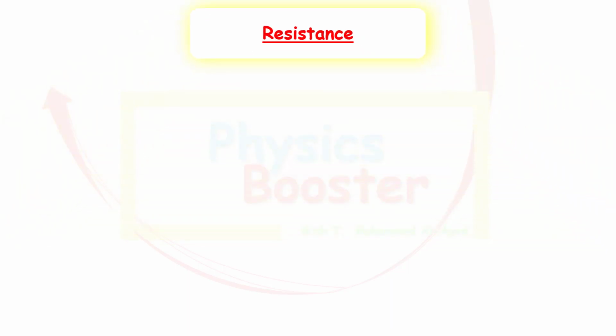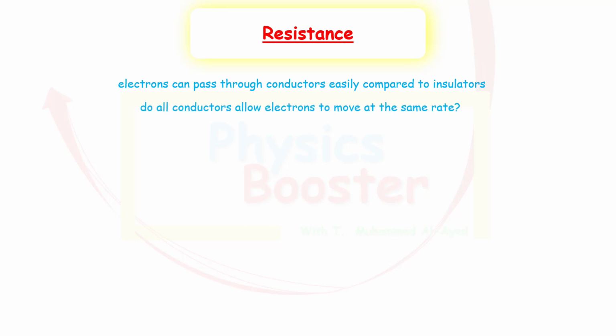Let's start off with a simple question. We know that electrons can pass through conductors easily compared to insulators. But do all conductors allow electrons to move at the same rate? Well, I think the answer is clear. It is no. So not all conductors allow electrons to move at the same rate.